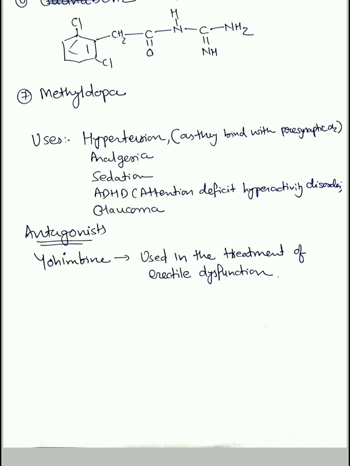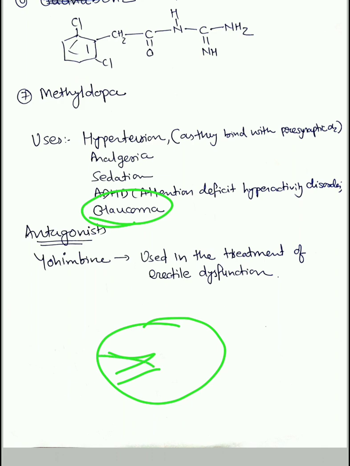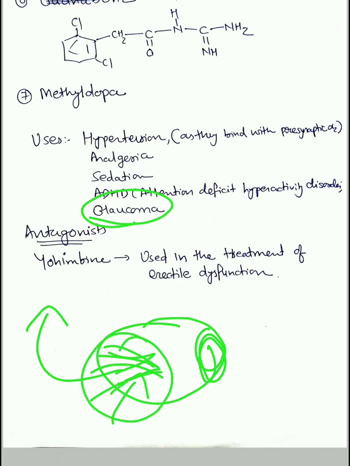Now there is one interesting use, that is glaucoma. Now what is glaucoma? It is blindness. It can be temporary, it can be permanent. Now what happens in glaucoma? The optic nerve is present inside the eyes. Now, my diagrammatic skills are not so good. These optic nerves are responsible for sending signals to the brain about the vision. Let's say this is the eye, so this is the optic nerve. And this optic nerve gets damaged due to excessive pressure by aqueous humor.